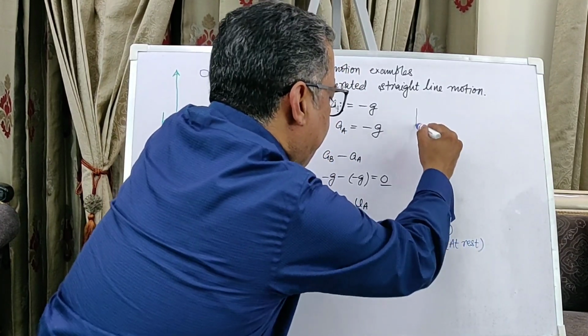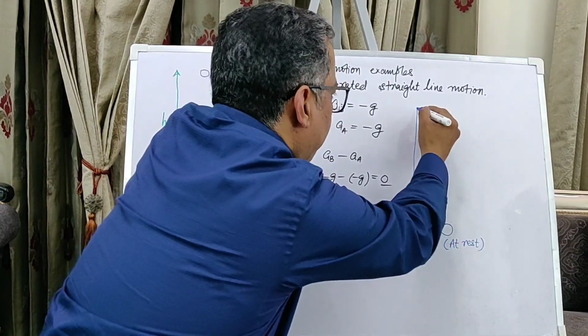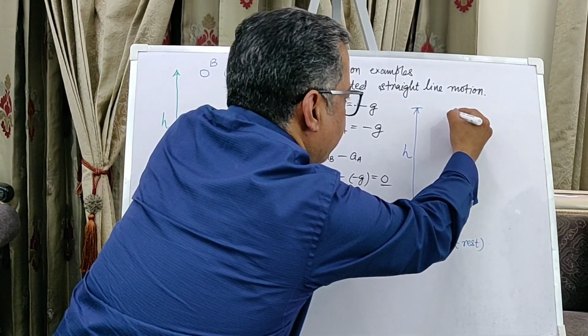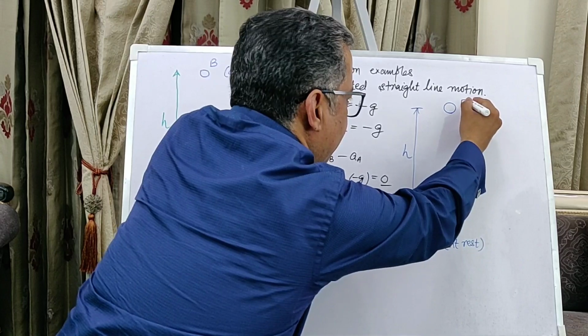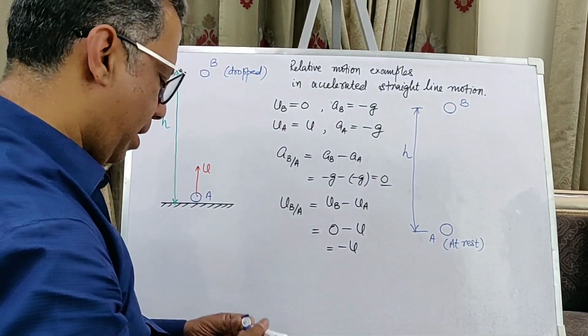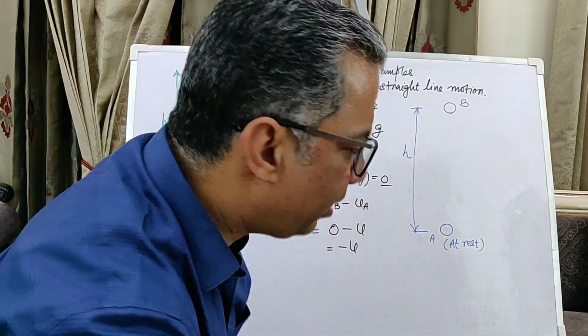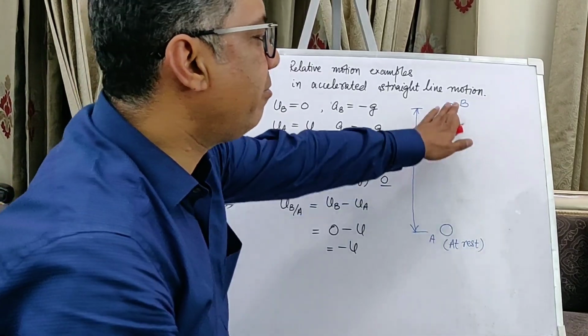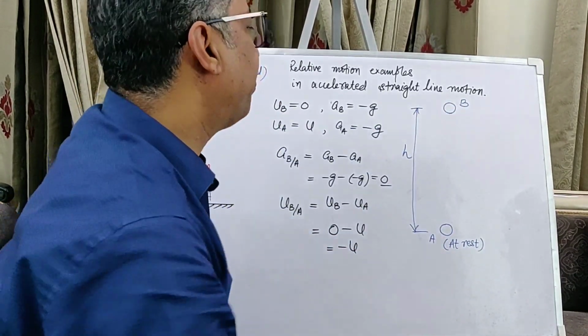Initially, B is at a height h above A. This is B. It is at a height h above A, and it is moving in the downward direction. Now, A is at rest and we are studying relative motion of B with respect to A.